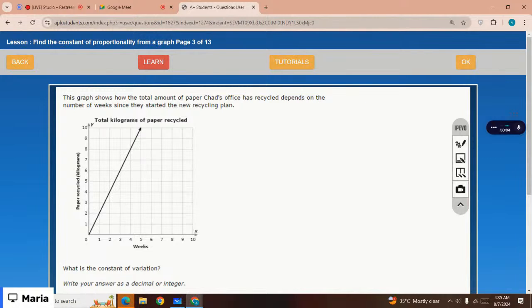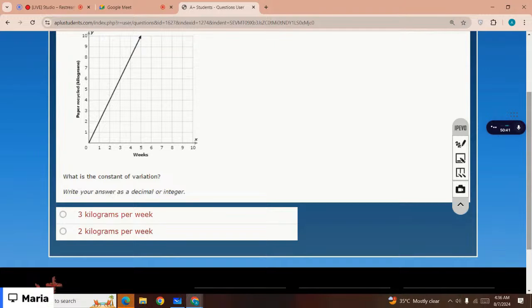It's the constant of variation. So which is the correct option? The correct option is, you need to find the constant of variation. That means you need to find the slope. So that is 2 kilograms per week. Option number 2 is the correct option.